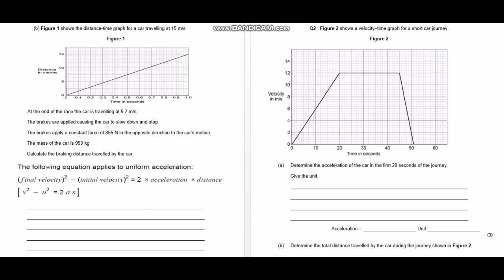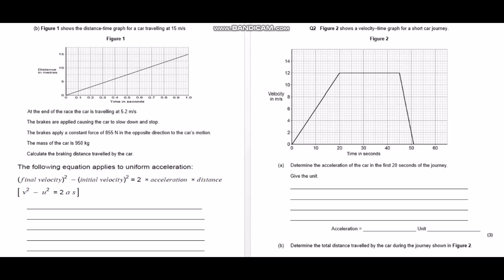So question 1 part B. Figure 1 shows a distance time graph for a car travelling at 15 meters per second. So on the y-axis we've got distance, on the x-axis we've got time. At the end of the race, the car is travelling at 5.2 meters per second. The brakes are applied, causing the car to slow down and stop. The brakes apply a constant force of 855 newtons in the opposite direction to the car's motion. The mass of the car is 950 kilograms. Calculate the braking distance travelled by the car.